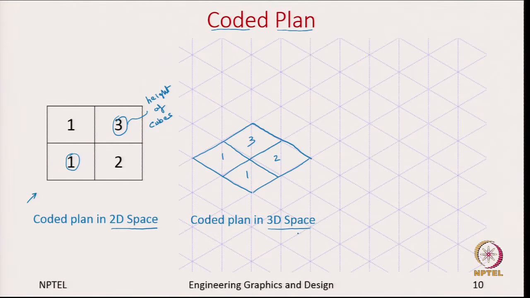But now let us try to build this object. So, now we want to show this isometric view of the solid using this coded plan. There are a few principles, and if you follow them it will be easy. One principle is you start with the one closer to you. The one closer to your viewing direction is this cube of height 1. So, let us build that cube of height 1.